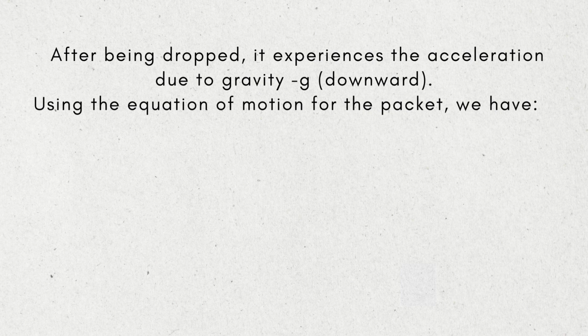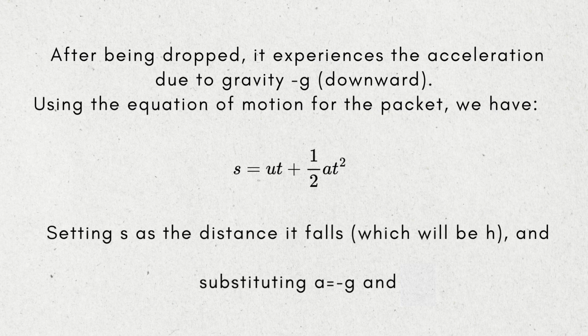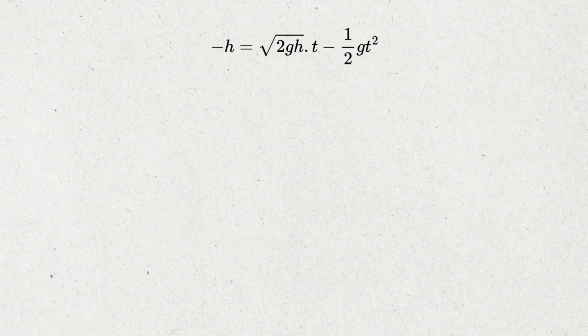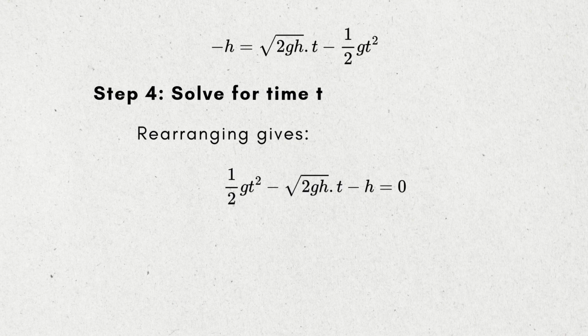Using the equation of motion for the packet, we have s = ut + (1/2)at². Setting s as the distance it falls, which will be h, and substituting a = minus g and v = square root of 2gh, minus h = square root of 2gh into t minus (1/2)gt². Step 4. Solve for time t. Rearranging gives (1/2)gt² minus square root of 2gh into t minus h = 0.